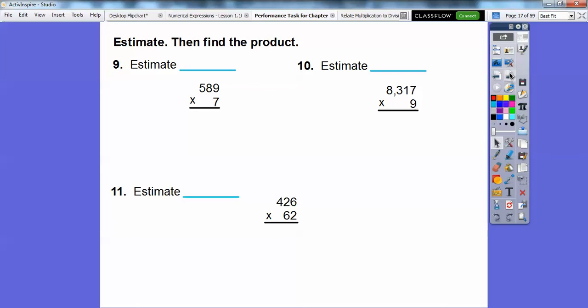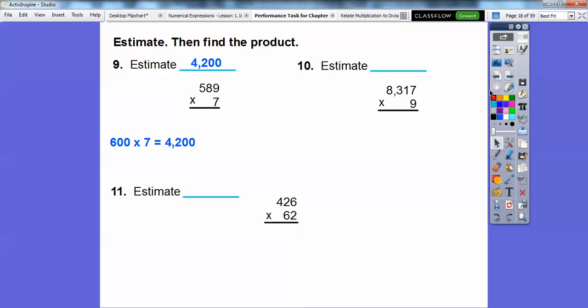All right, so here we have something like this. Let's estimate these products, and then we'll find the sum. Let's estimate this one here. This one's close to 600, and we'll just keep this as 7. 6 times 7 is 42, so 600 times 7 is 42 with a couple of zeros. So there it is, estimated right there. 6 times 7 is 42, and then add these two zeros, so 4,200. Since this is less than 600, our answer is going to be a little less than 4,200.